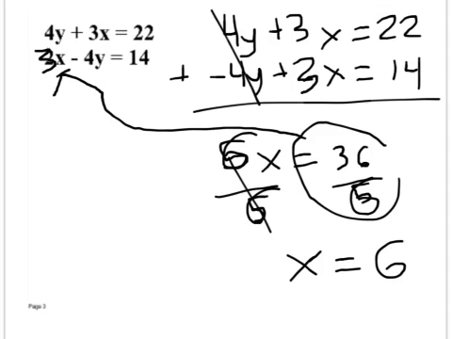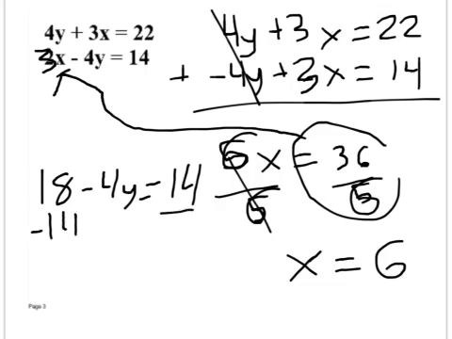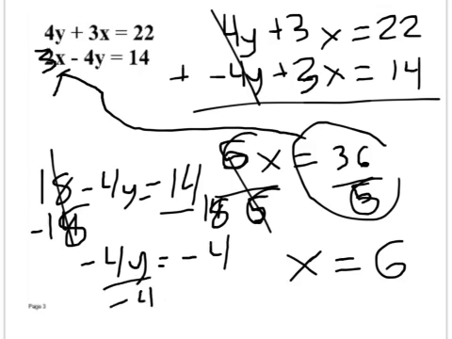Next thing I do, I plug 6 in for x. So 3 times 6 is 18. 18 minus 4y equals 14. Subtract 18 on both sides. Negative 4y equals negative 4. Divide by negative 4. y equals 1. So my answer is (6, 1). That's my solution to this system.